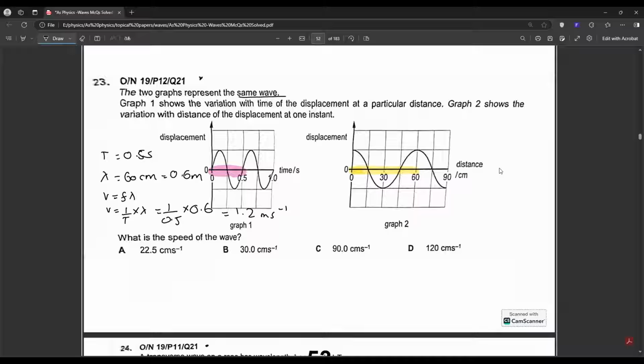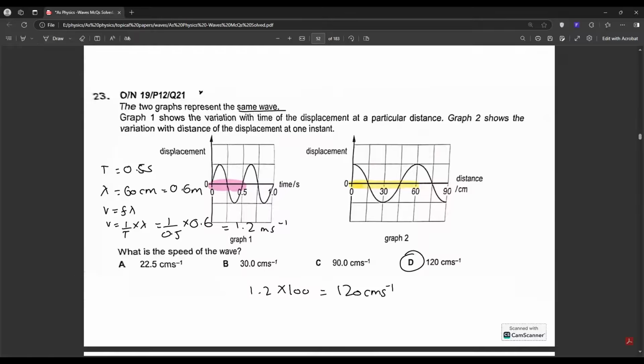You will see no options like these here. So what will you do? You will convert this into cm s^-1. 1.2 m s^-1 multiplied by 100 is equal to 120 cm s^-1. D is your answer. 52's answer is what? D. Let's check it out in the marking scheme. Yes, the answer for 52 is D.